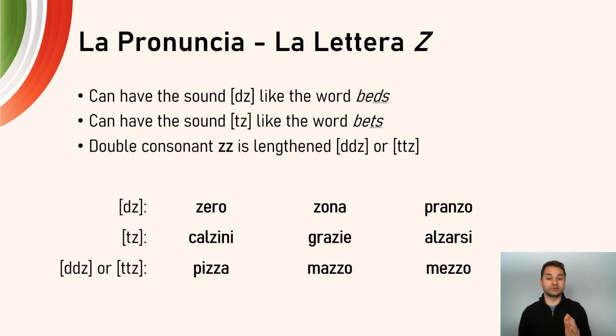But what about if there was a double consonant? The double Z there. All that is just going to be a little bit lengthened. An extra D or an extra T sound. Let's take a look. Pizza, mazzo, mezzo. Just elongating it a little bit to get that double consonant sound.